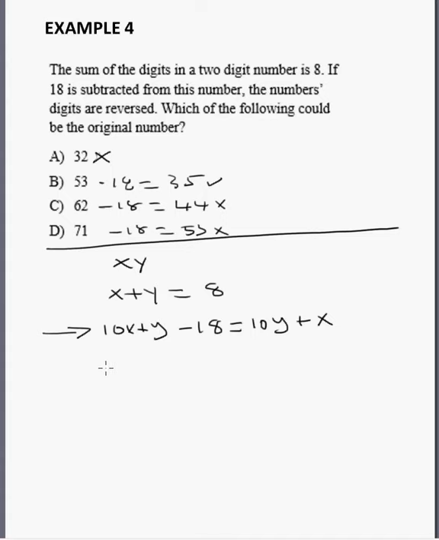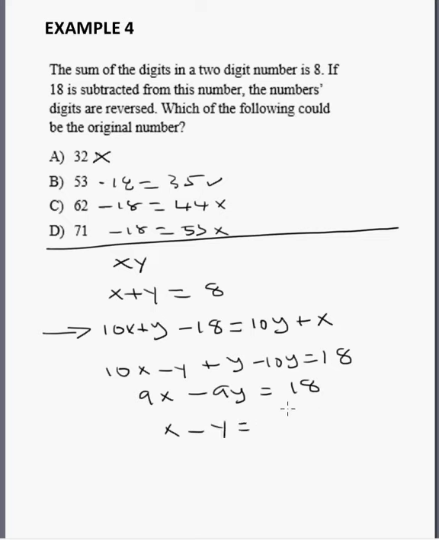So we can simplify this as 10x minus x plus y minus 10y is equal to 18. I'm just moving numbers around. And that means I have 9x minus 9y is equal to 18. You see? And I can still simplify by dividing through by 9. This gives me x minus y is equal to 2. Isn't that interesting? So I have this as equation 1.